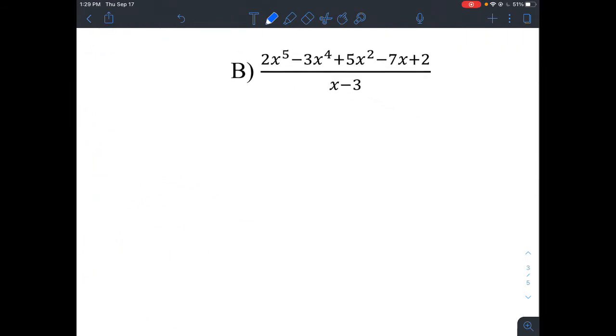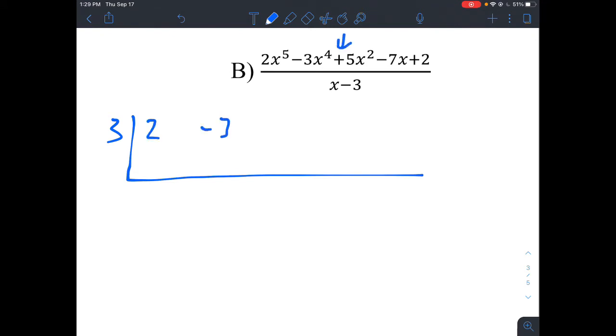All right, the second one, we're dividing by x minus 3. So that means the 0 would be 3. 2, negative 3. Notice how there's no cubic term here, right? So put a 0 in for the cubic. 5, negative 7, 2.